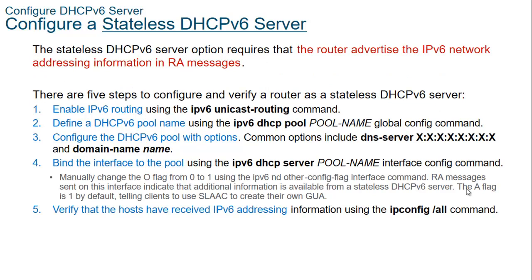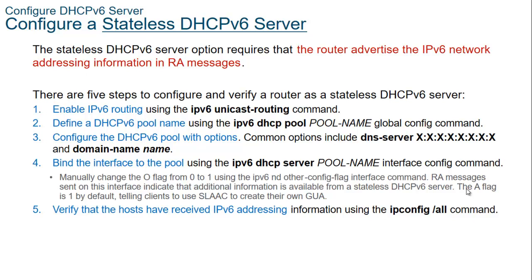Let's look at the configuration of a stateless DHCP version 6 server. There are 5 steps to configure and verify a router as a stateless DHCP version 6 server. First, you have to enable IP version 6 routing. You do this with the IP version 6 unicast routing command.